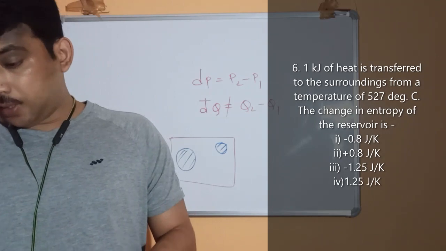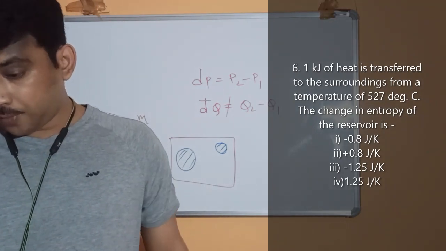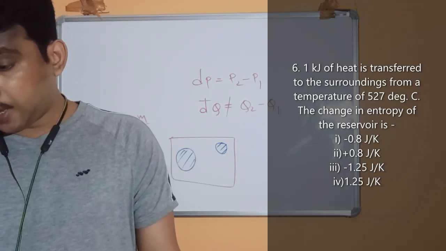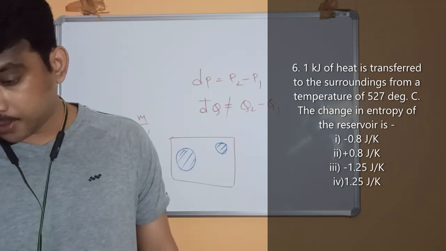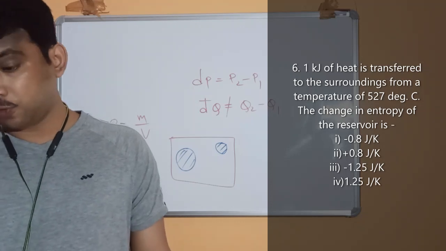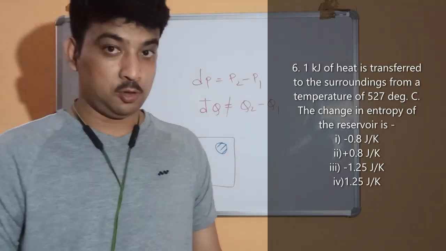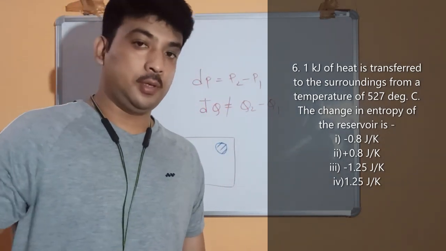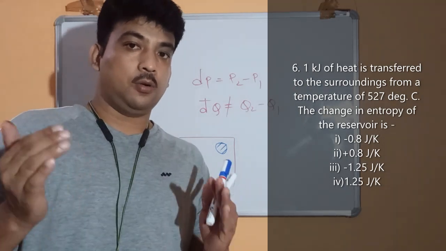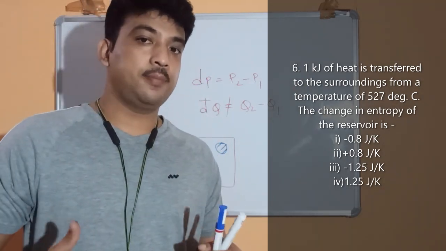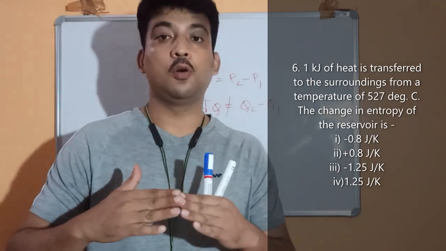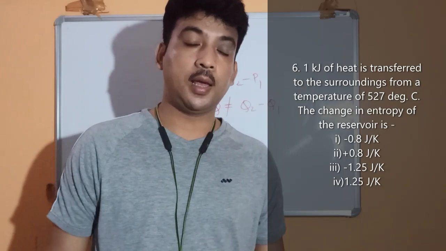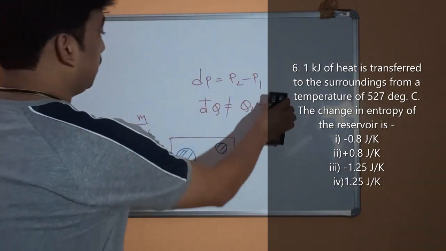1 kilojoule of heat is transferred to the surrounding from a reservoir at a temperature of 527 degrees centigrade. The change in entropy? Options are given: minus 0.8, plus 0.8, minus 1.25, 1.25 joule per Kelvin. Now, what is happening here? Heat is transferred to the surroundings. Heat that comes into the system is taken as positive heat. When heat goes out of the system, that heat is taken to be negative heat. So here we have to use a negative sign, and the formula for entropy is given by dq by T.